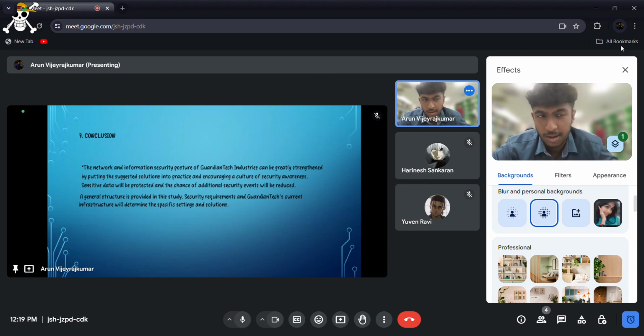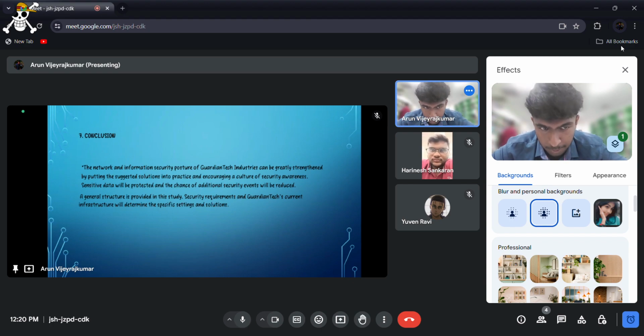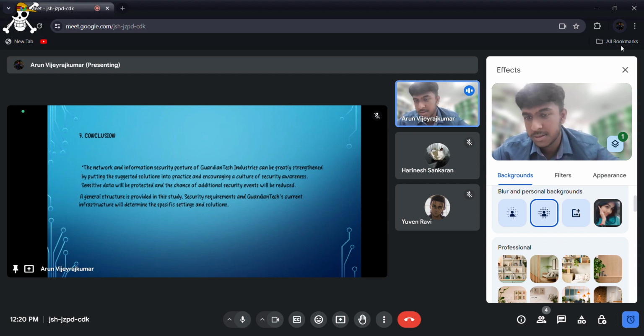Thank you, Harinesh and Yuvan, for presenting. As you can see in the conclusion here, the network and information security posture of Guardian Tech Industries can be greatly strengthened by putting the suggested solutions into practice and encouraging a culture of security awareness. Sensitive data will be protected and the chance of additional security events will be reduced. A general structure is provided in this study. Security requirements and Guardian Tech's current infrastructure will determine the specific settings and solutions.